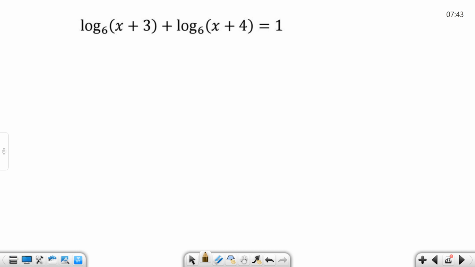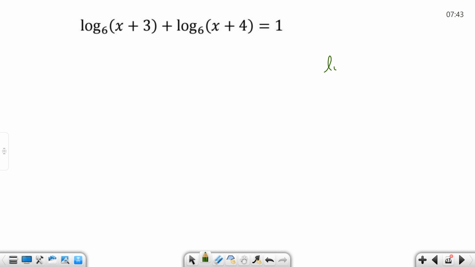Log base 6 of x plus 3 plus the log base 6 of x plus 4 equals 1. Here, I don't have a single logarithm, right? I have 2 logarithms on the left-hand side equal 1. So I need to combine these 2 logarithms to a single logarithm. How do I combine logs?